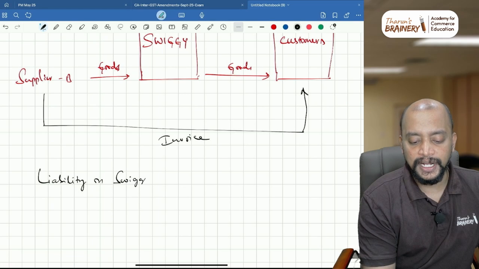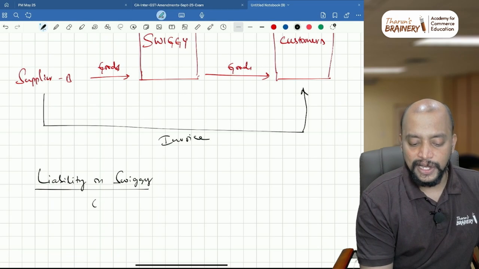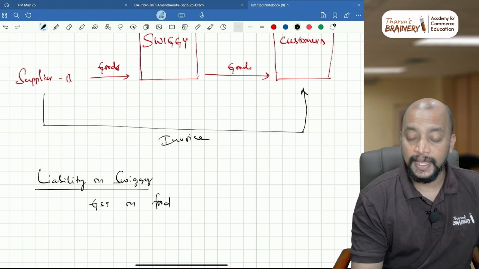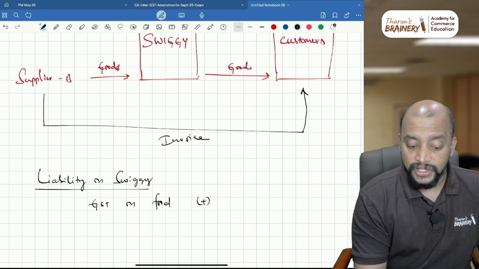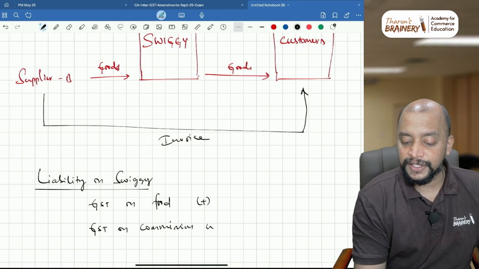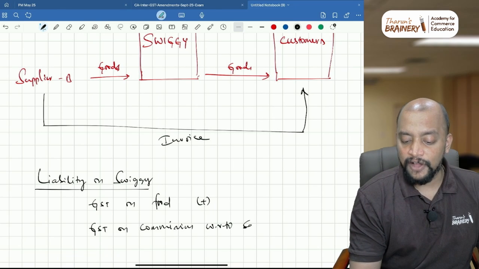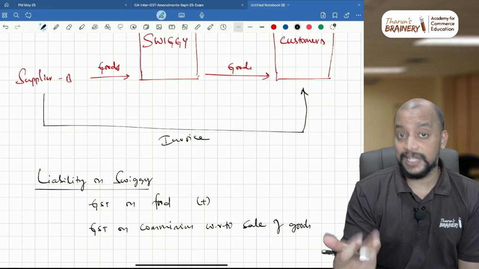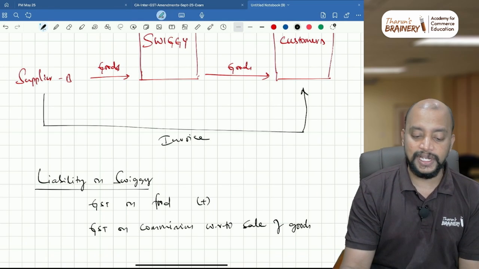They have 2 liabilities: GST on food, plus GST on commission with respect to sale of goods. So whenever they are selling the goods through their platform, they get the commission, and on that they need to pay GST.